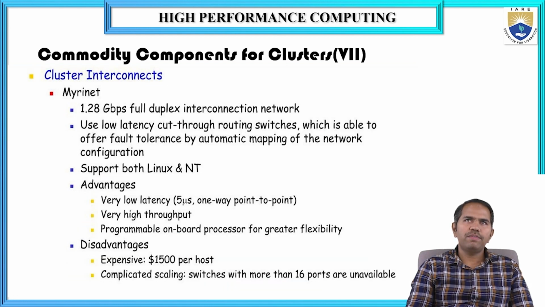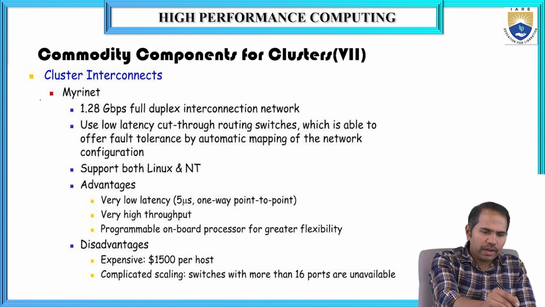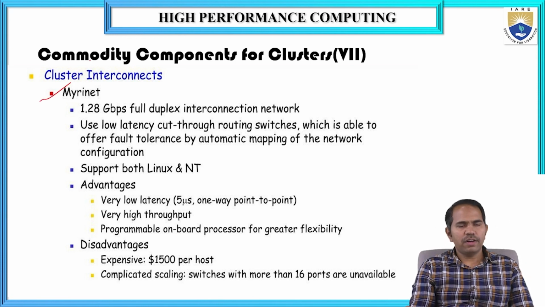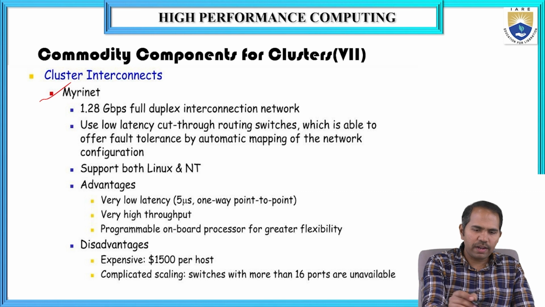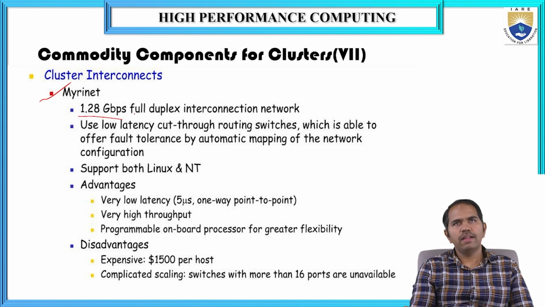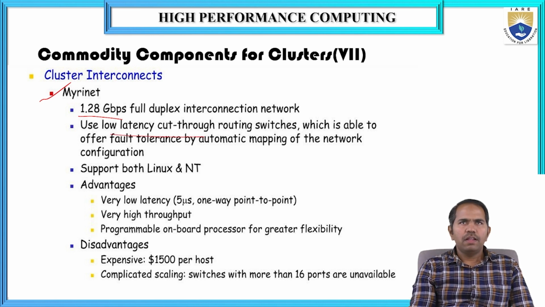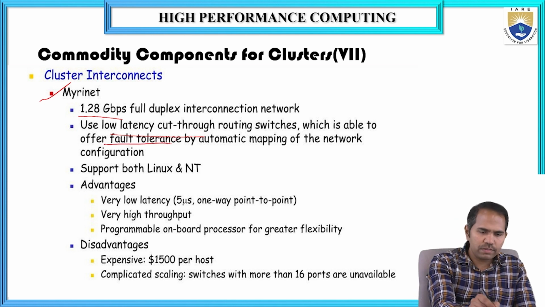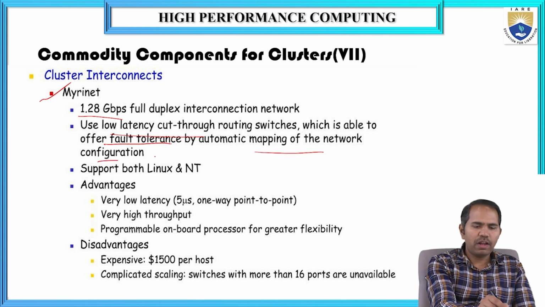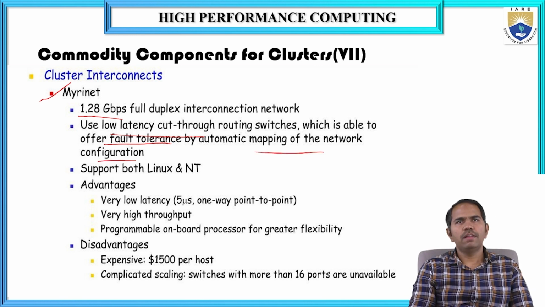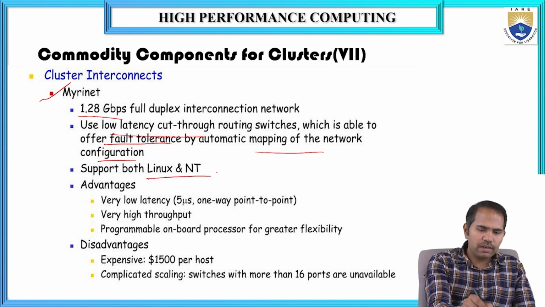Continuing with common components for clusters, the cluster interconnect includes Myrinet. Myrinet has a 1.2 Gbps full duplex interconnection network. It uses low latency cut-through routing switches and is able to offer fault tolerance by automatic mapping of the network configuration. It supports both Linux and new technologies.